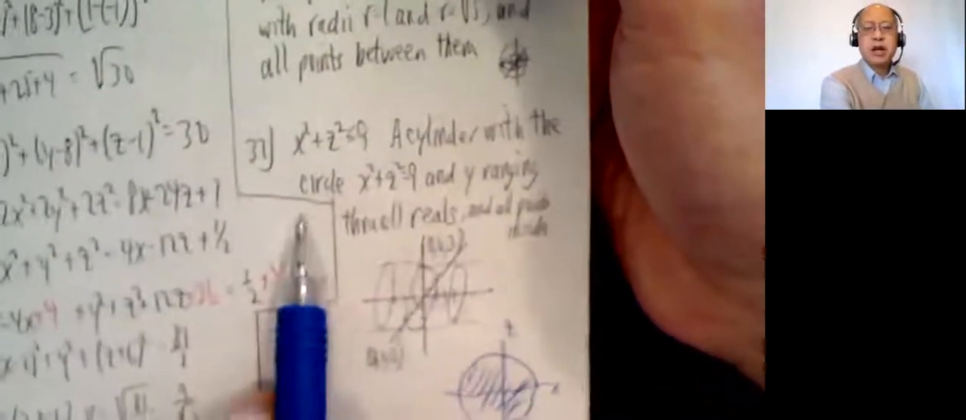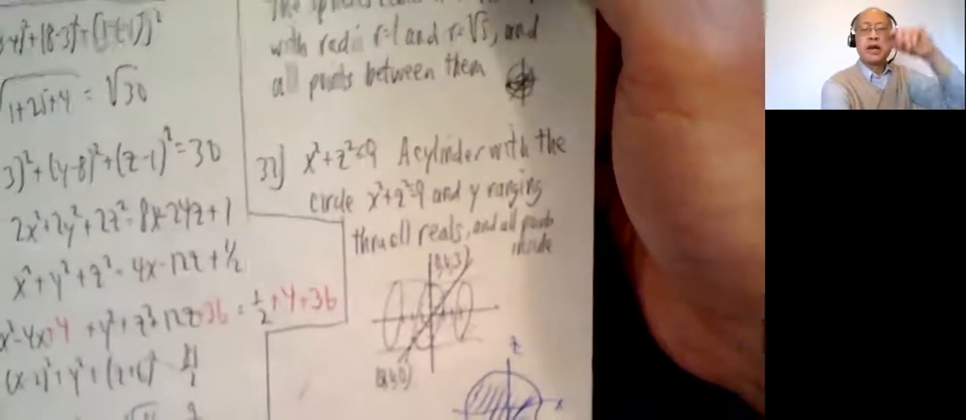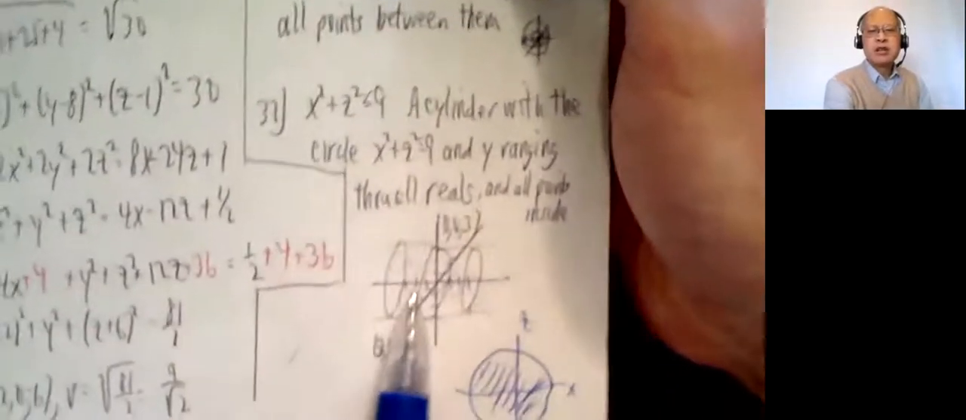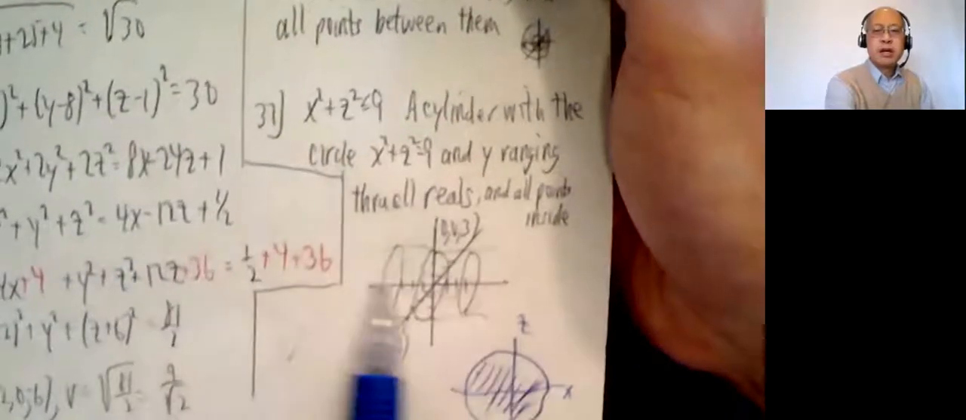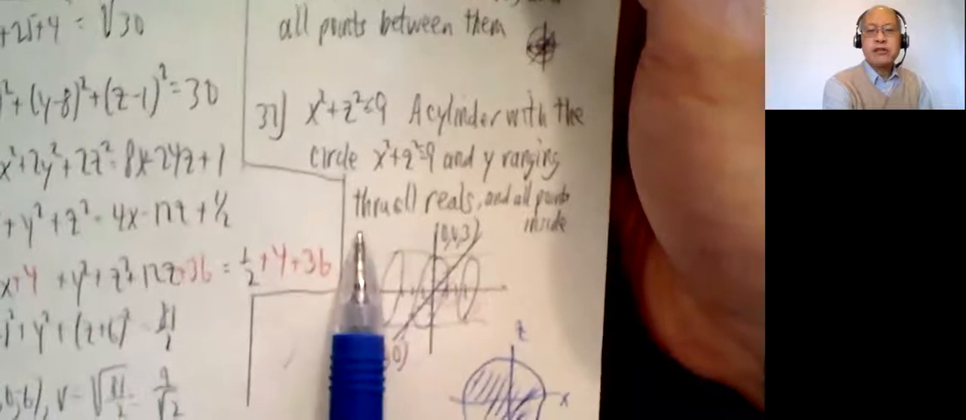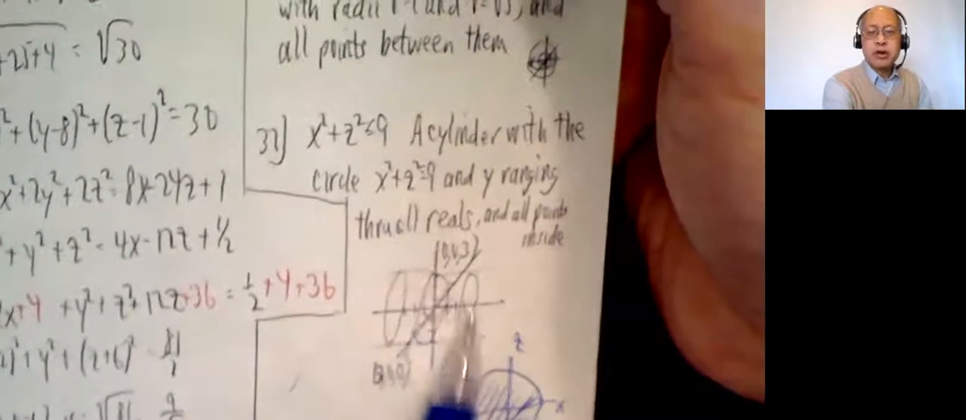So imagine a cylinder, an infinitely large cylinder, with a circle X squared plus Z squared equals 9. Circle like this. X is going in and out, Z is going up and down. And then you change Y. So I'm just moving the circle left and right. Y is ranging through all the real numbers. So you have the circle and all the points also inside.